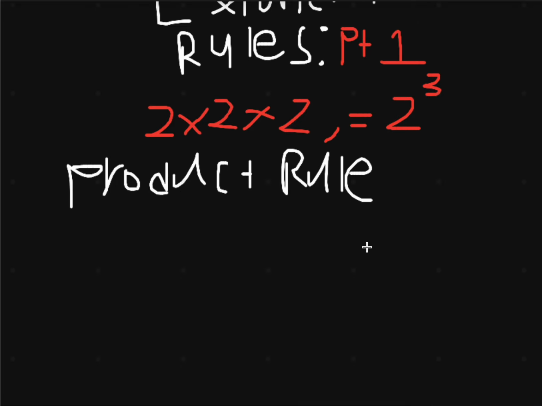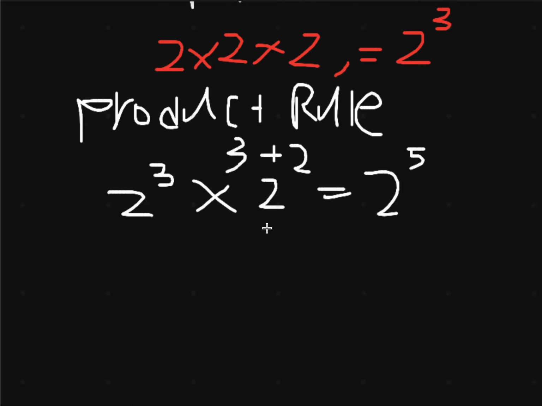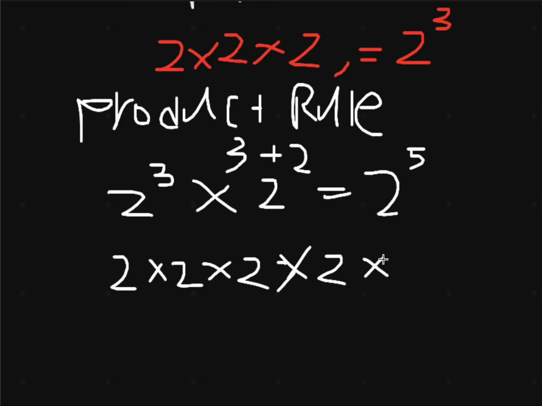If you multiply two powers with the same base, we just add the exponents. So 2 to the power of 3 times 2 to the power of 2 is 2 to the power of 5. How? Well, you just add 3 and 2. You know why that works? Because look, 2 to the power of 3 is really just 2 times 2 times 2. And multiply that by 2 to the power of 2, which is just times 2 times 2.